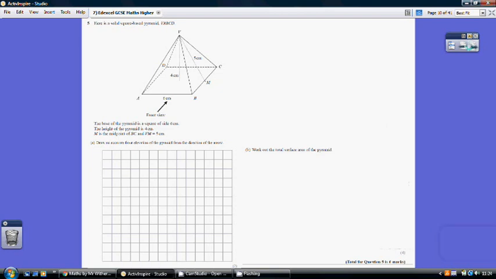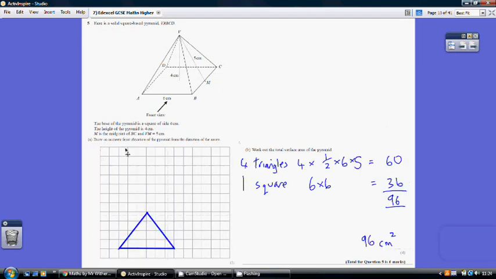Question 5. We're being asked in part A to draw an accurate front elevation, so the view we would see from the front. So from the front we would see a base of 6 and the height that we would see would be 4. So we just need to draw an isosceles triangle with a base of 6 and a height of 4.